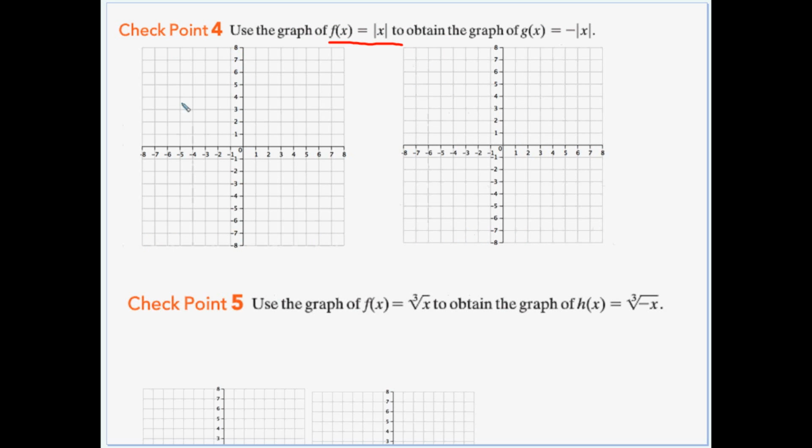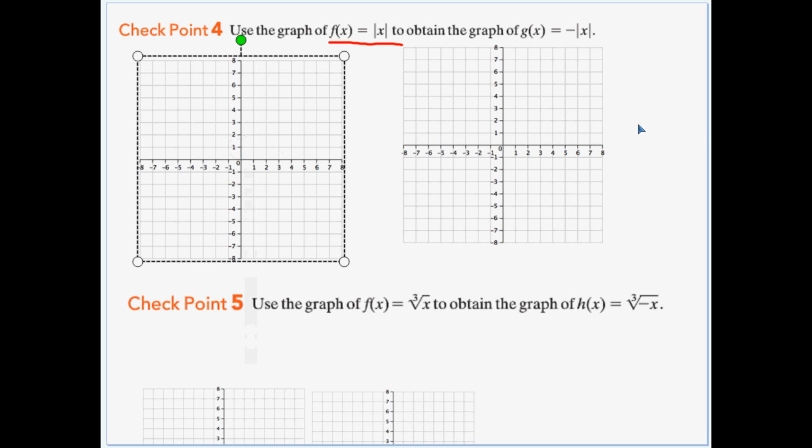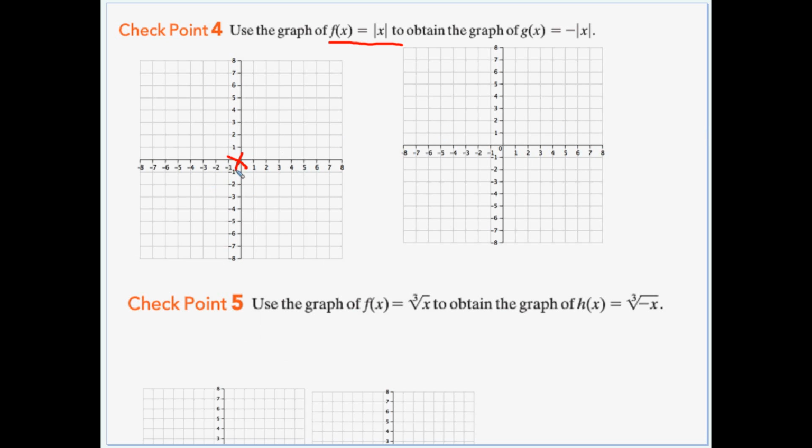We're starting with the absolute value of x. So that's going to go from 0, 0, and we'd go all the way out here to 8, 8. So the graph would look kind of like that. And then also from 0, 0 to negative 8, 8. So it's going to look like that V-shaped graph.